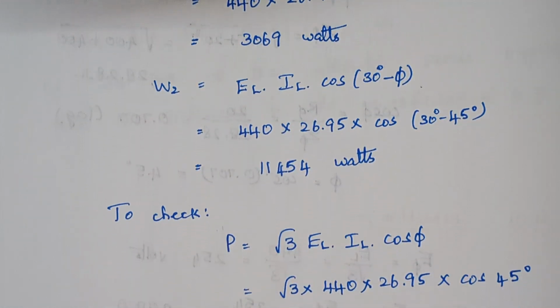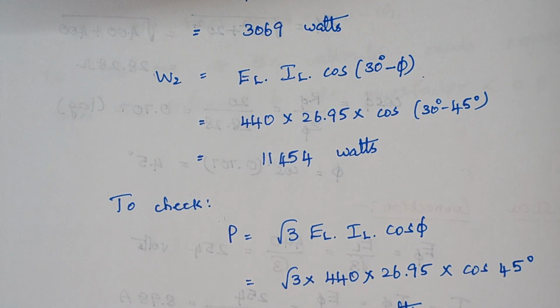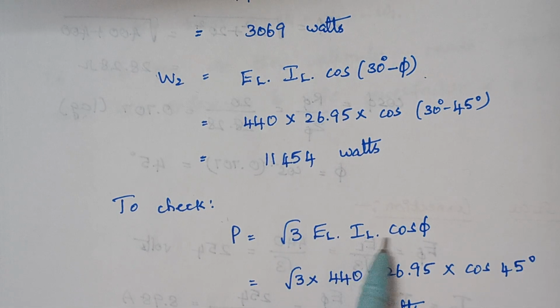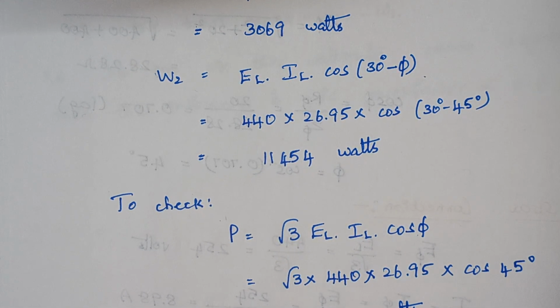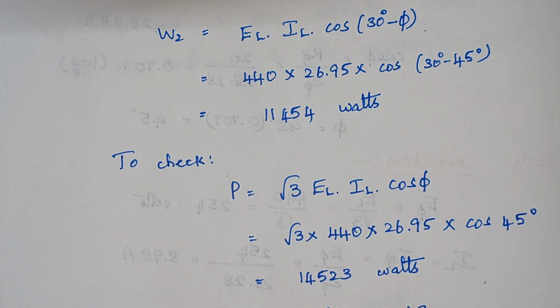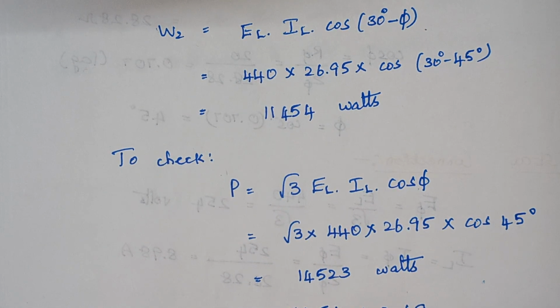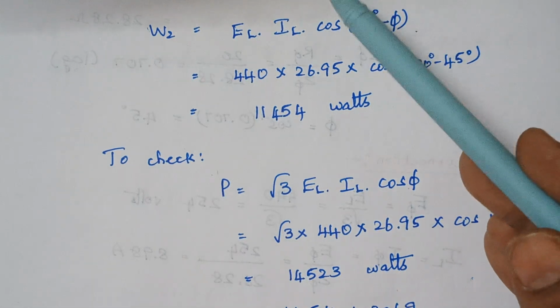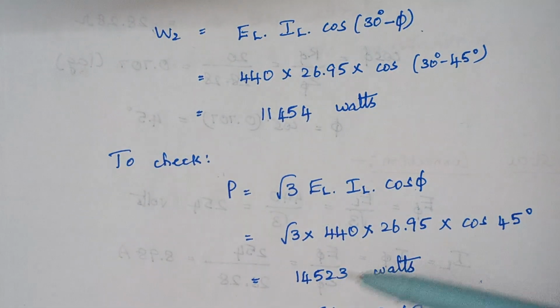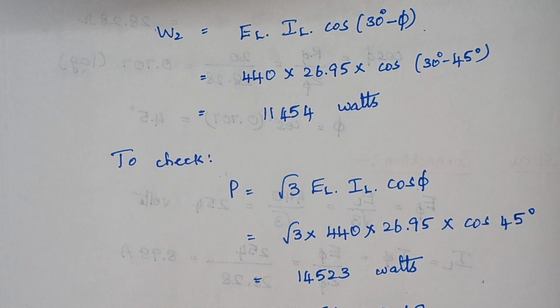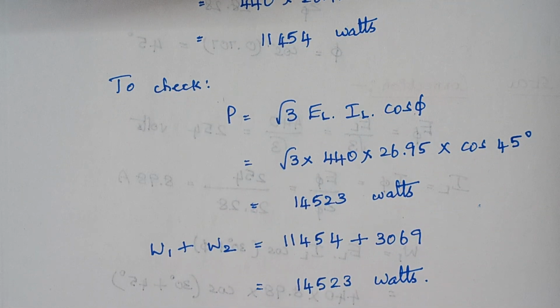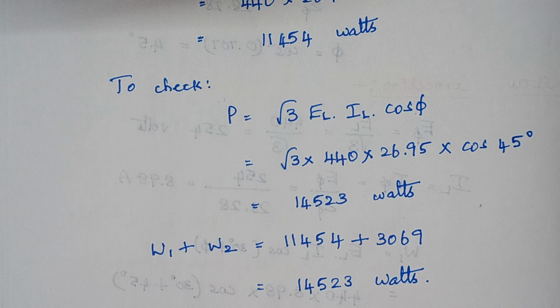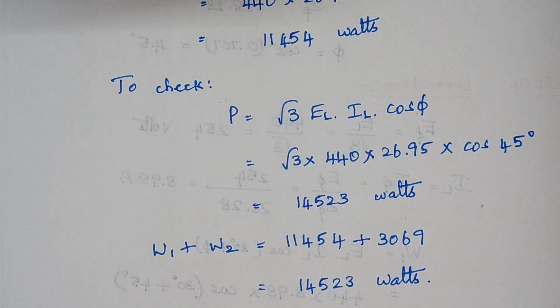Finally, to check, we are again using the power formula. Here P is root 3 E_L I_L cos φ. Just substitute the values, and that gives the answer as 14523 watts. When you add the readings shown by W1 and W2, it should be almost equal to this value. When we add them, we get exactly the same value. This is a method just to check whether the obtained answer is correct. So this problem gets over here. We will proceed with the next one.